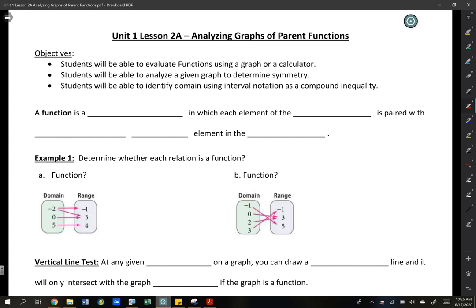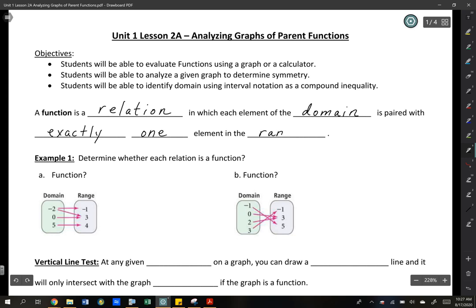So a function is a relation in which each element of the domain is paired with exactly one element in the range. All right, so let's see, what exactly do we mean by exactly one element in the range?